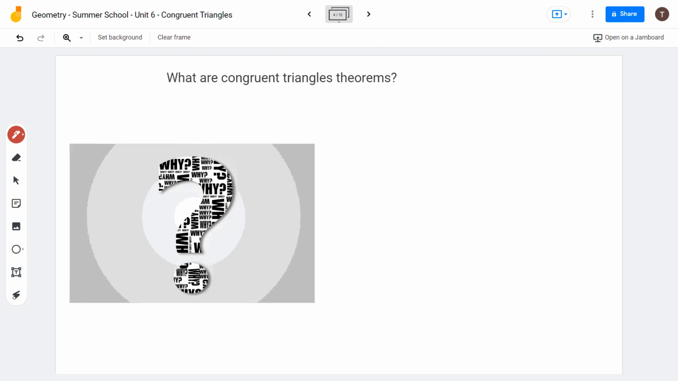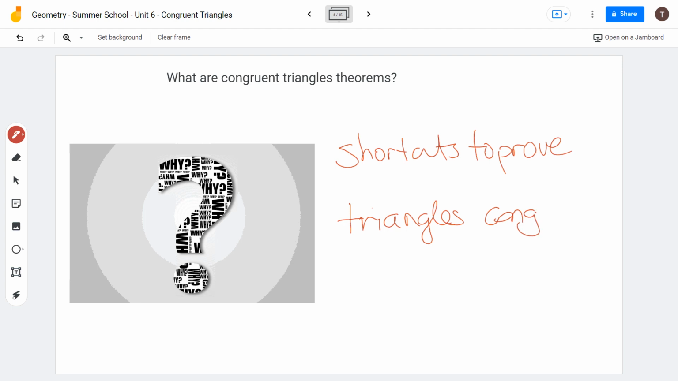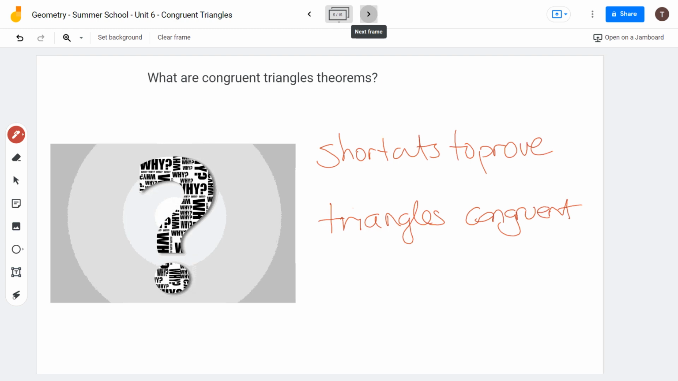All right, so what are congruent triangle theorems? They're basically just shortcuts to prove triangles congruent. If we think about triangles, we have 3 angles and 3 sides. We don't necessarily need to know that all 6 of those parts are the same. We have shortcuts that have been proven to help us prove whether triangles are congruent.